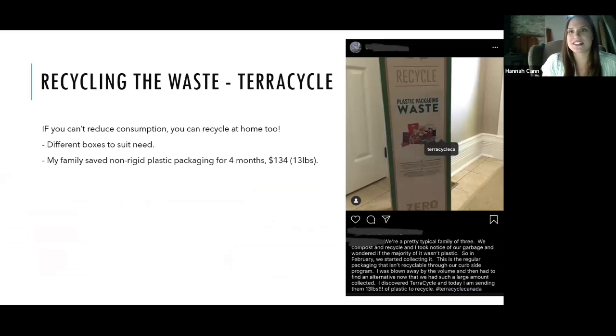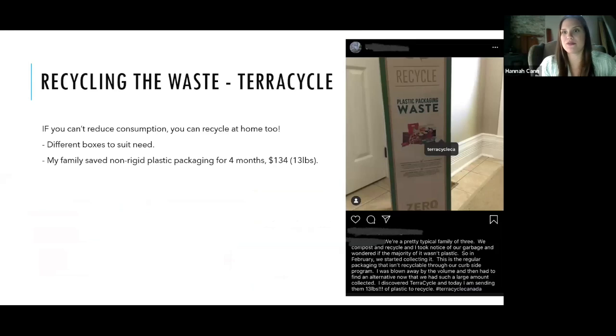So a real-world example of using TerraCycle is my family actually did an experiment this year. They did a garbage audit in their house, and they realized that there was a lot of plastic packaging waste that couldn't be recycled. It was non-rigid. So if you think about a bag that carrots come in, it can't be recycled, it can't be composted, it can't be reused. So what do you do with it?